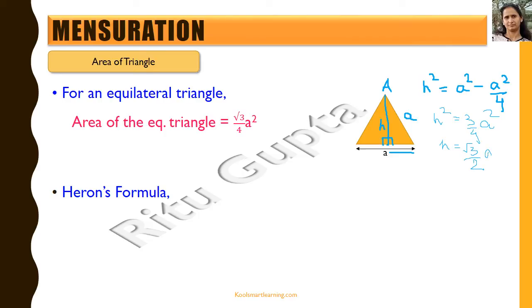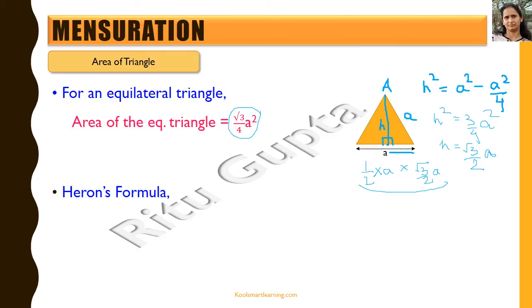And since the basic formula that we've read for the area of a triangle is given by half into the base, which in this case is A, into the height, which we've just derived is root 3 by 2 A. So multiplying these three, we get the area of an equilateral triangle to be equal to root 3 by 4 A square.